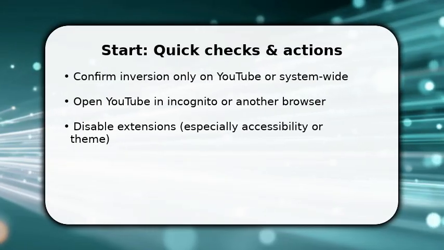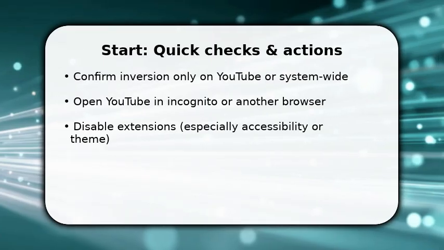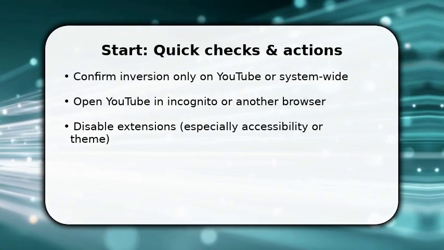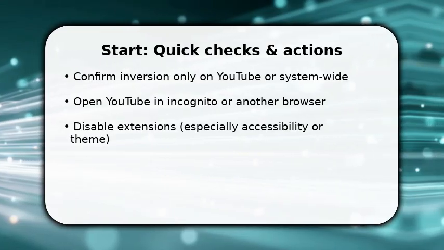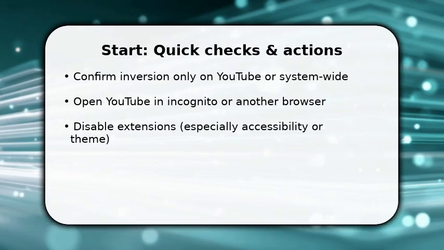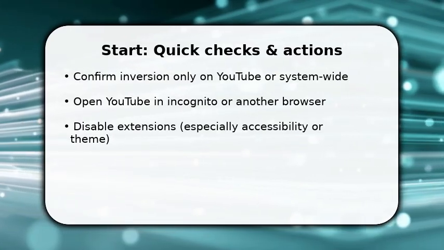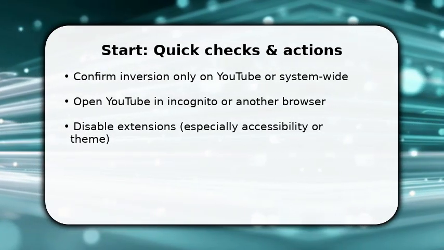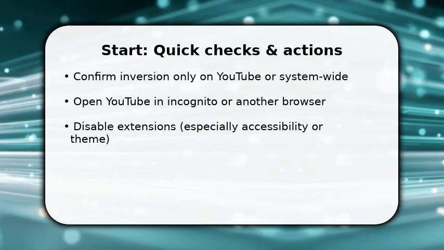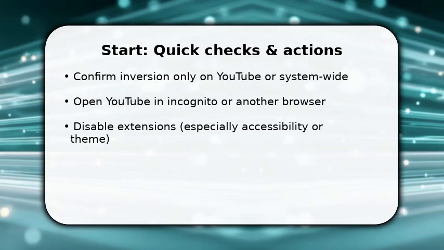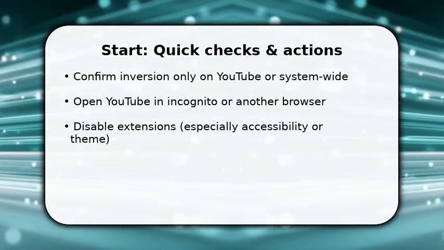You begin by narrowing the cause. Check if inverted colors appear only on YouTube or across apps. Open YouTube in incognito or a different browser to rule out extensions quickly. Next, disable any theme or accessibility extensions. Once done, refresh the player and toggle hardware acceleration in your browser settings. These steps isolate whether the issue is a browser extension, YouTube rendering, or a system-level color filter.